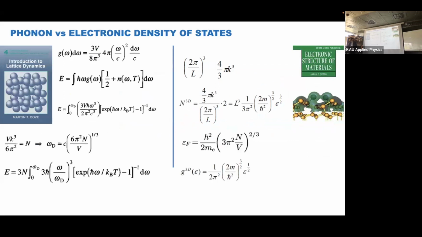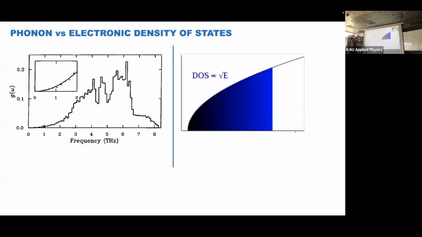That's why we always will have this tail. This tail will go to 0. At 0, it should be zero number of states because we have zero frequency. Okay, and now we can proceed to calculations.